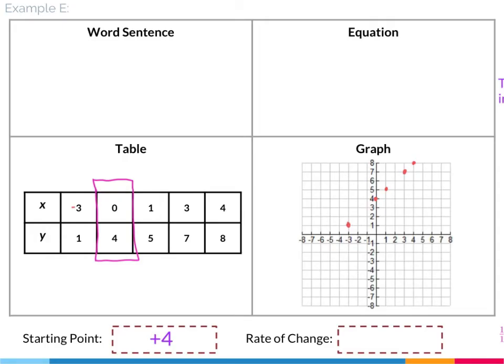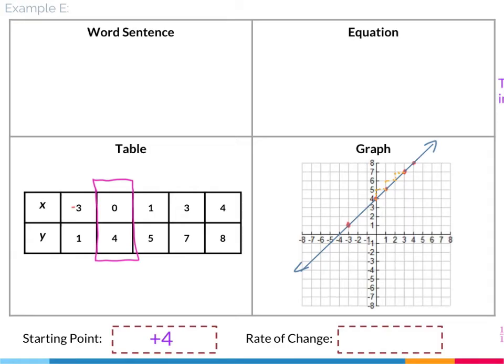So now that we have all our points on the graph, let's draw a line connecting them and put arrows on the end. Now that we've got a line on our graph, we've got 2 of the 4 representations done. Let's see if we can figure out our rate of change. It's a lot easier when we're using a graph because we can just count our ups and overs. So I'm going to be counting up from the 4, up 1, over 1, up 1, over 1, up 1, over 1.